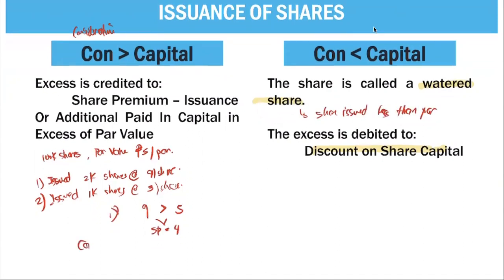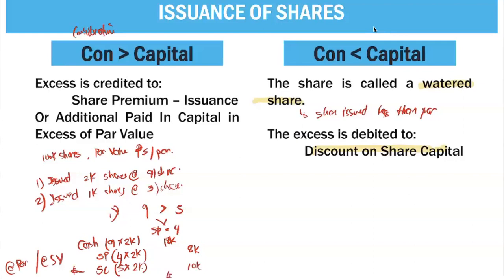So to account for it, we have issued it for cash consideration, let's say, at 9 pesos per share times 2,000 shares, 18,000. And then we credit it to share premium for the difference. 4 multiplied by 2,000, 8,000. And we credit share capital at par. Take note, share capital should always be recorded at par if there's no par at stated value. So share capital, 5 multiplied by 2,000, so 10,000. So if the consideration is greater than the par or the capital, we place it on your share premium.